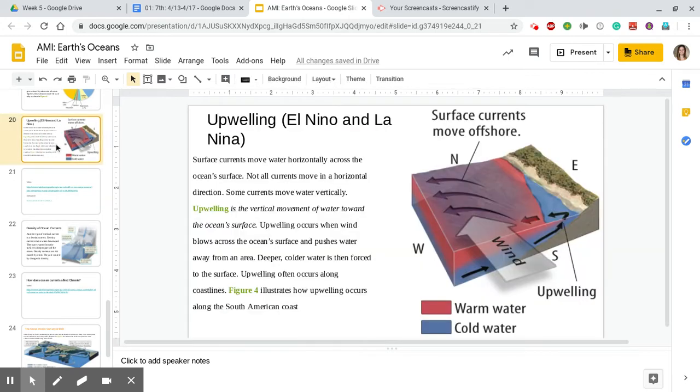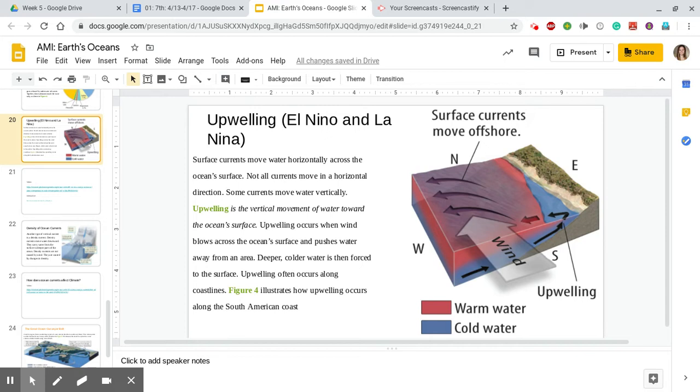Now, today we're talking about vertical currents. Vertical currents are basically instead of just being on the surface, going through all the depths of the ocean. Okay, so we're going to talk about two vertical currents. The first one is called upwelling, and the second current is called a density current.